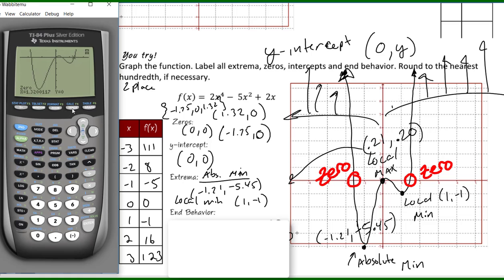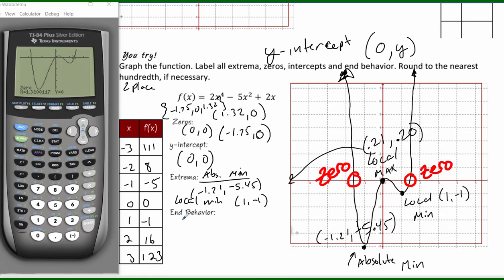So again, I want to calculate my zero. Number 2 there. I want to hover over where I think it is. I think it's right there. So I'm going to hit left a couple times, enter. I'm going to hit right a couple times from where I thought it was, enter, enter. And then it'll tell me what it is. It is (0.43, 0). That's my other zero. Again, it can go in your curly brackets as well: negative 1.75, 0, 1.32, and then 0.43. That is also fine.